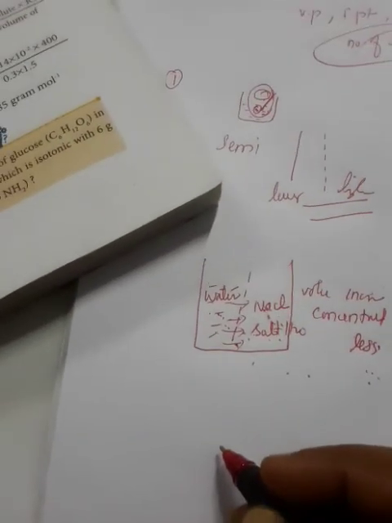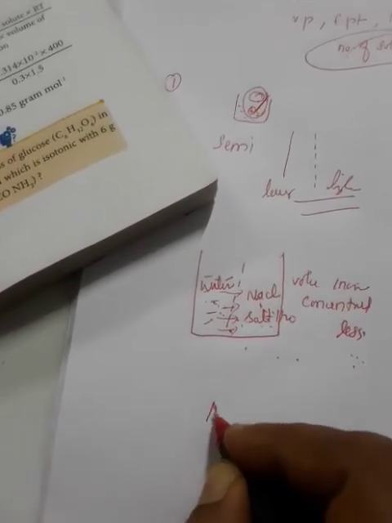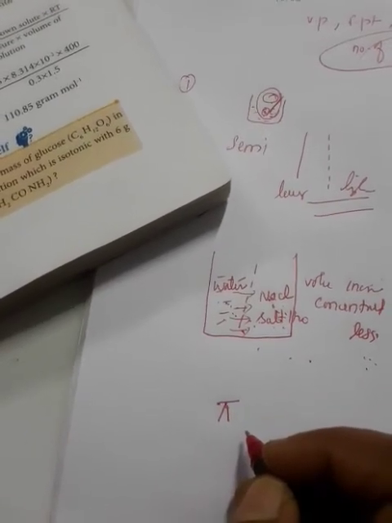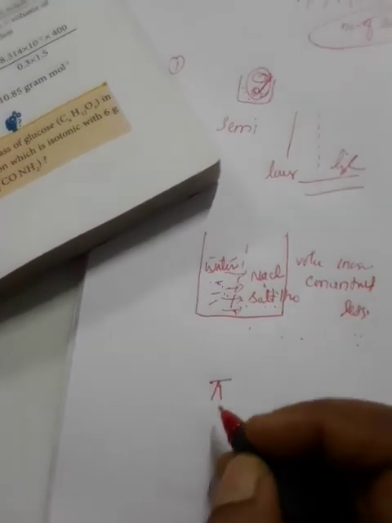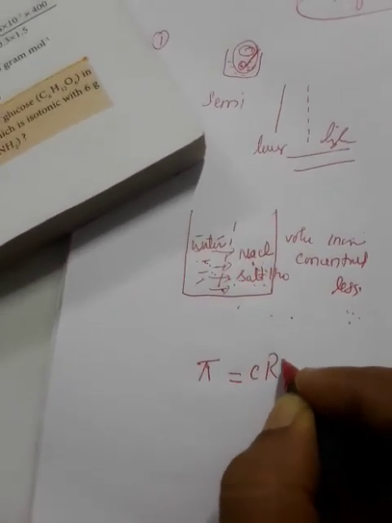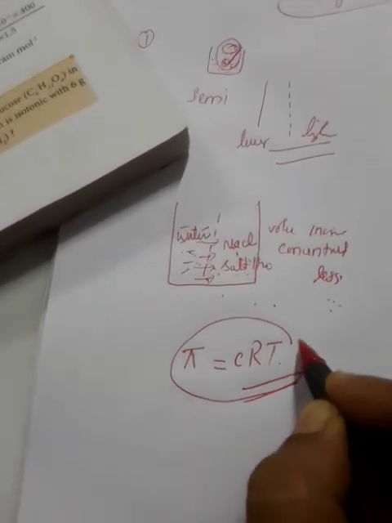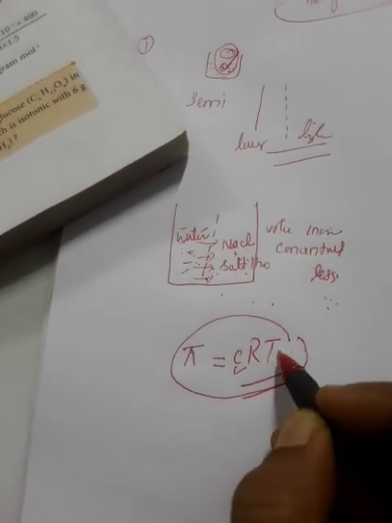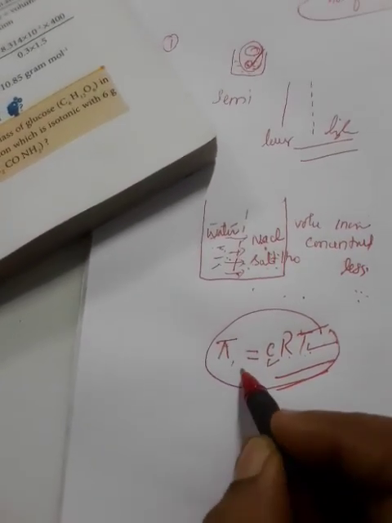So, Van't Hoff, a scientist, found that for dilute solutions, the osmotic pressure is proportional to the molar concentration of the solute and the temperature. So, he proposed the following equation, pi is equal to CRT, to calculate osmotic pressure, which is now called the Van't Hoff equation. Pi is equal to CRT. C is the concentration of the solution, T is the temperature, R is the gas constant. So, according to the Van't Hoff equation, pi is equal to CRT.